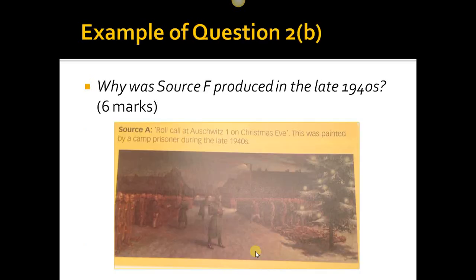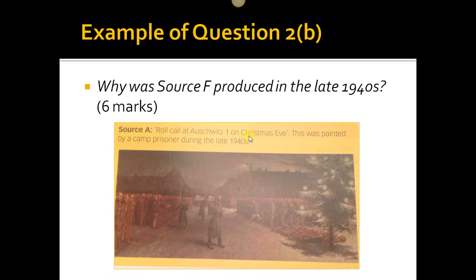And if we have a look at the example of question 2b, sorry for the picture here, but it is. If we look at the question, why was source F produced in the late 1940s? Now the late 1940s, if you know your stuff, and I'm sure you would, is going to be after 1945, which means that the Second World War is over, which means that the Nazi regime, the Third Reich, has been brought down.